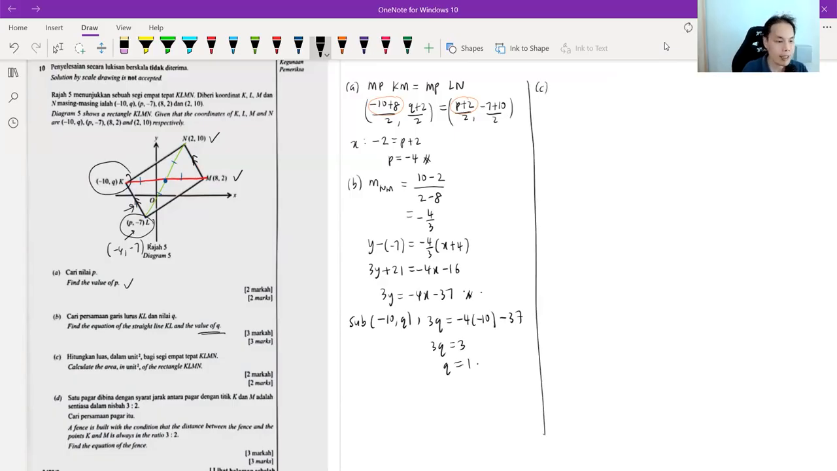Next, part C, I'm finding the area of rectangle KLMN. So for the area of a quadrilateral, we can pick any point to begin with. You can do KLMN, any direction. But remember, if you use clockwise, it'll be negative. Anti-clockwise is positive, but we can treat it as a modulus and take the positive answer, since area is always positive. So I'm going to start with point K. K is minus 10, Q. Q is 1. All right, I'm going to continue with L. P is negative 4, minus 7. M is 8, 2. And then N is 2, 10. And repeat the first point, minus 10, 1.